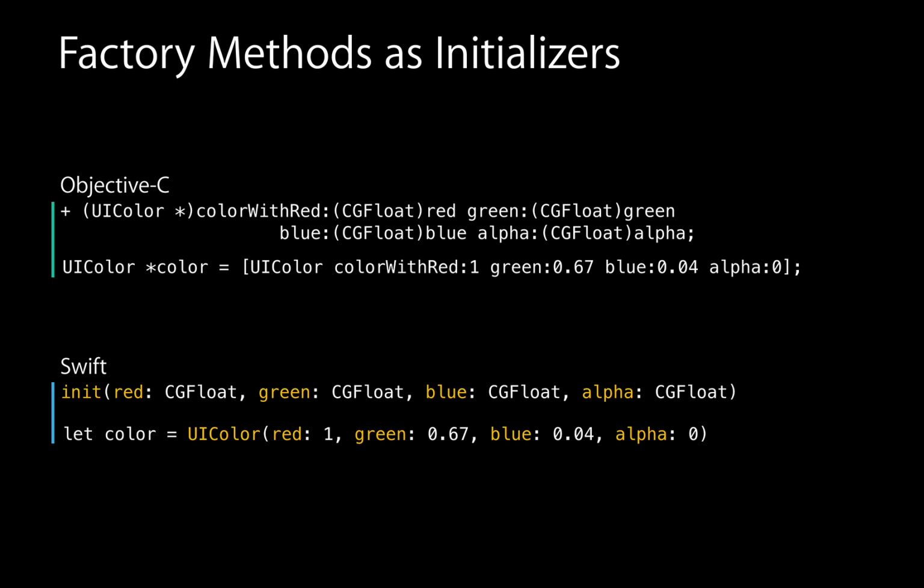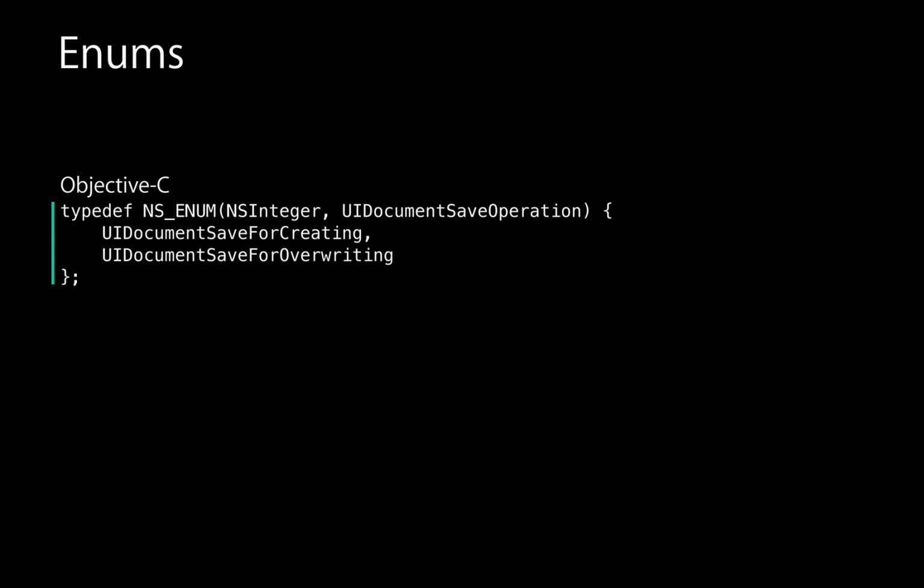Let's go a little bit down the stack, and let's talk about enums. So here's the UIDocumentSaveOperation enum, as defined in Objective-C. And if we look at this, we see a whole lot of redundancy. This UIDocumentSave prefix is used for the enum and for both of its enum values. Why is this? Well, this is C. The enum values in C are in a global namespace. We can't call these enum values just for creating and for overwriting, because that's going to stomp on some other completely different enumeration somewhere else in the system and cause havoc.